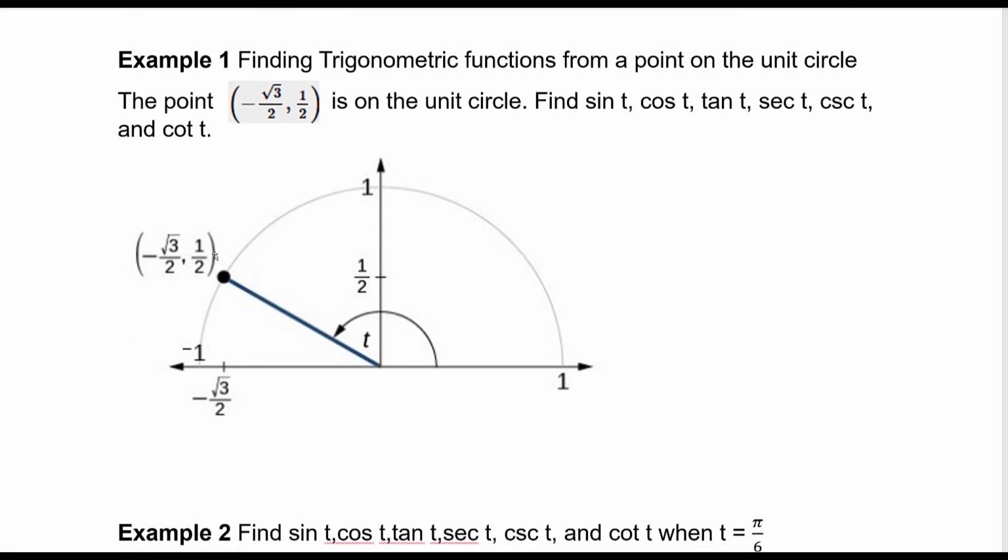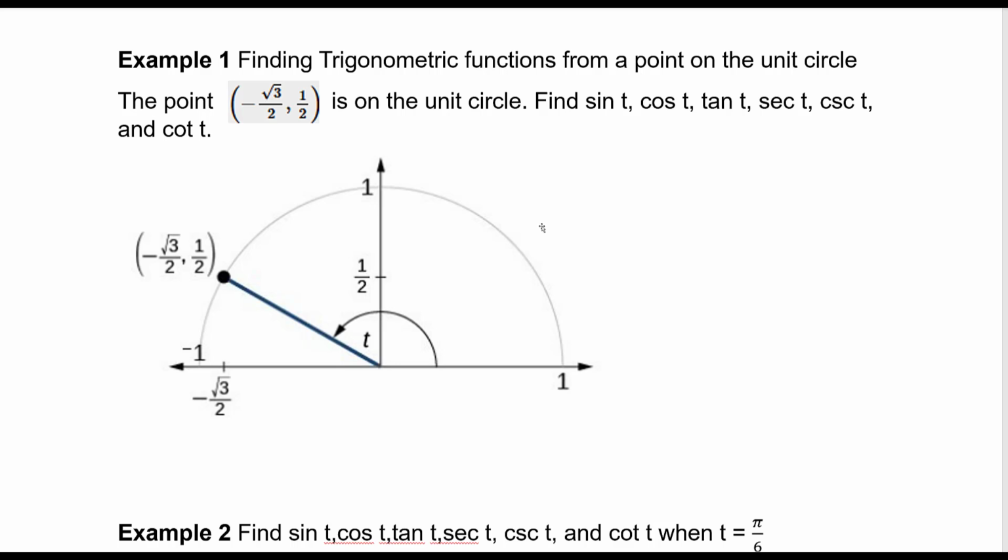So here's another diagram. And we have a point. The point is negative square root of 3 over 2, 1/2. That's where this angle ends. So, finding trig functions from a point on the unit circle. The point is on the unit circle. Find sine t, cosine t, tangent t, secant t, cosecant t, and cotangent t.